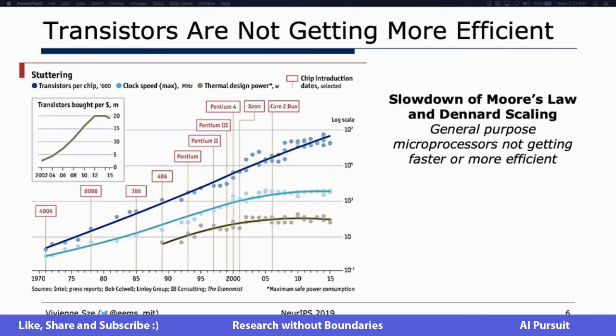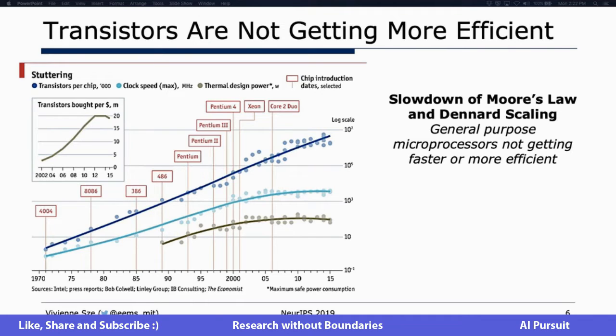So in the past, we could just wait for better, faster transistors. However, these transistors these days are not getting more efficient. If you look at Moore's law, which means the scaling of the transistor to reduce the size, meaning transistors are getting smaller and faster, and Dennard scaling, which means that transistors are getting more efficient, we can see that these trends are slowing down. Over the past couple of years, they've really flattened out. As a result, these general purpose processors are not getting faster and more efficient.